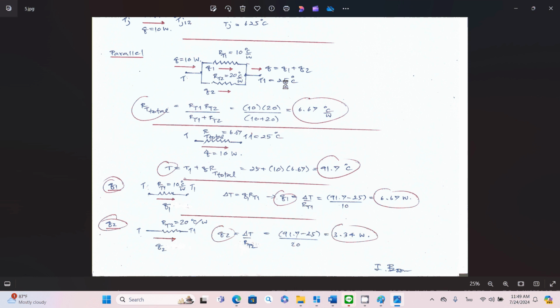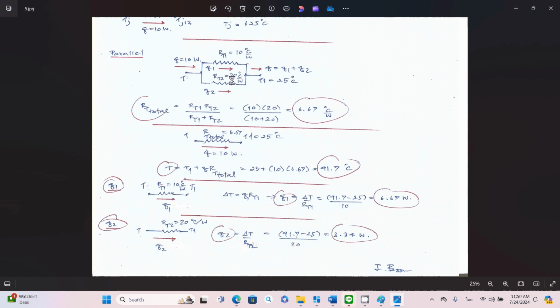And after that, you can look for the heat flowing through thermal resistors RT1, that's Q1, and Q2. You work it out the same as you're working on your electrical circuit, by applying delta T equal to Q1 RT1. That's your Q1, 6.67 watt, and your Q2, that's the 3.34 watt. If you take a look at RT1 and RT2, you can see that RT2 is double RT1, rate 20 and 10 degrees Celsius per watt.